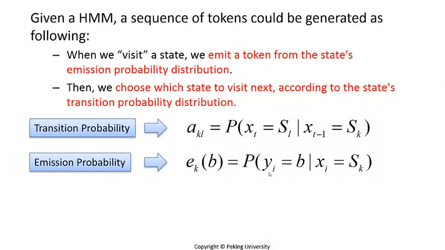For convenience, we will define the emission probability, denoted as E_k(b), as the probability of emitting token b at the state S_k. Then we can use the multiplication theorem on probability to rewrite the probability of generating token string Y from state path X as a product of the emission probability E_k(b) and the transition probability alpha_kl.